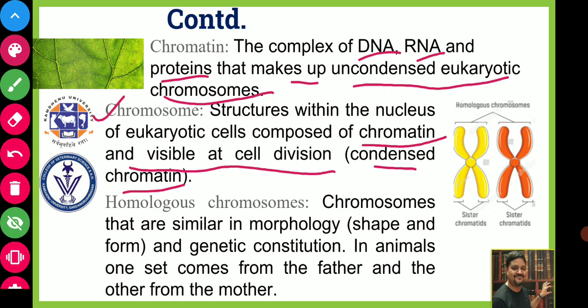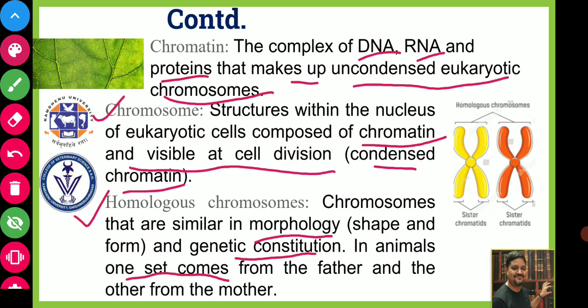Now the related term is homologous chromosome. What is the meaning of homologous chromosome? In due course, while I was discussing various other terms, I think I have given the concept of homologous chromosome. So what are the homologous chromosomes? The chromosomes that are similar in morphology. They are similar in structure, shape and form, and genetic constitution. So homologous chromosomes are similar in morphology and similar in genetic constitution also.